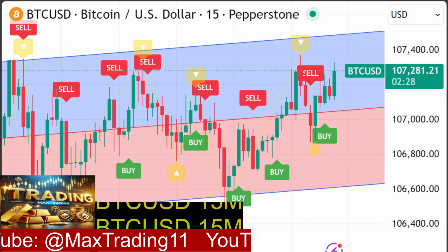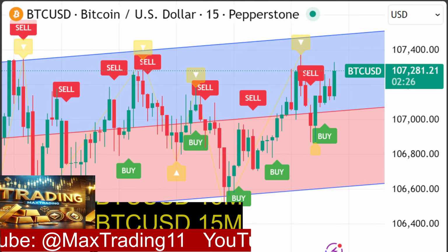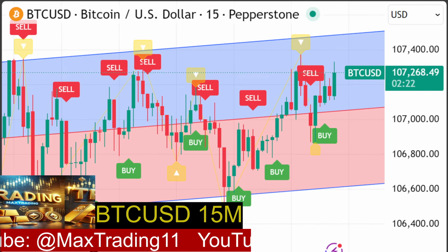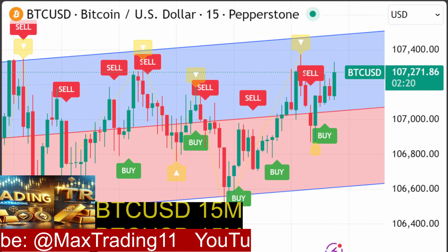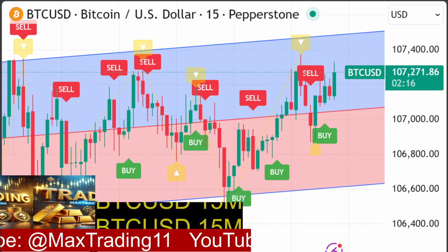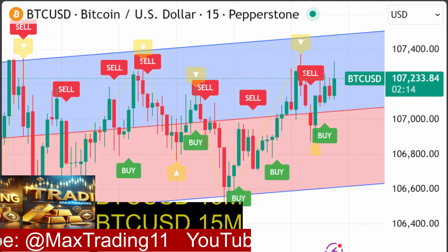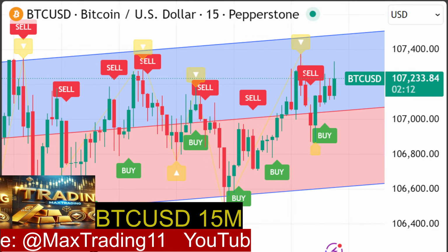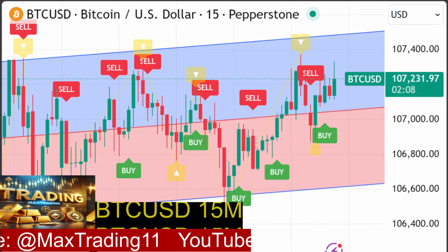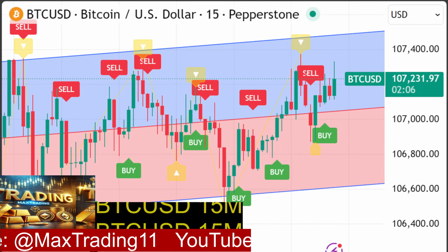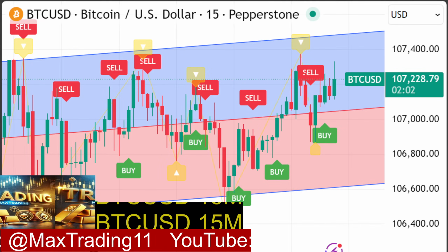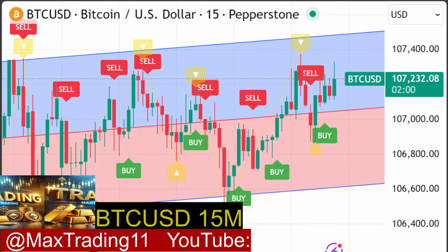Macro and economic forces. Let's broaden the lens for a moment. Global markets are deeply interconnected. Gold responds to U.S. Treasury yields, real interest rates, and inflation expectations. Bitcoin responds to liquidity conditions, ETF flows, and regulatory developments.